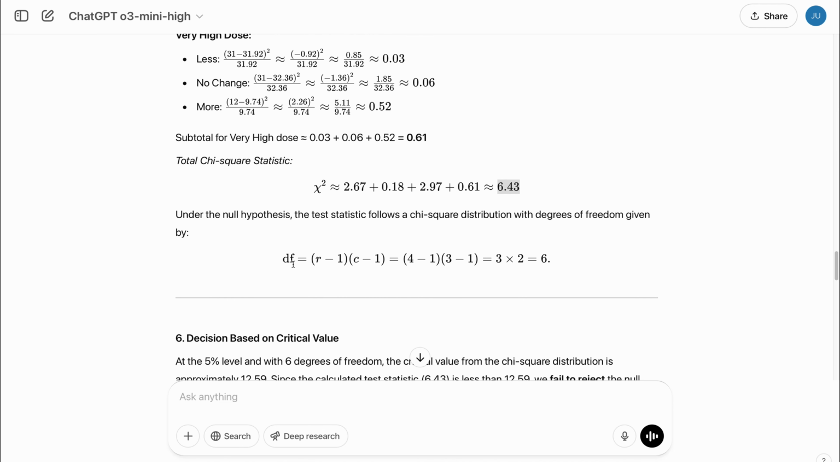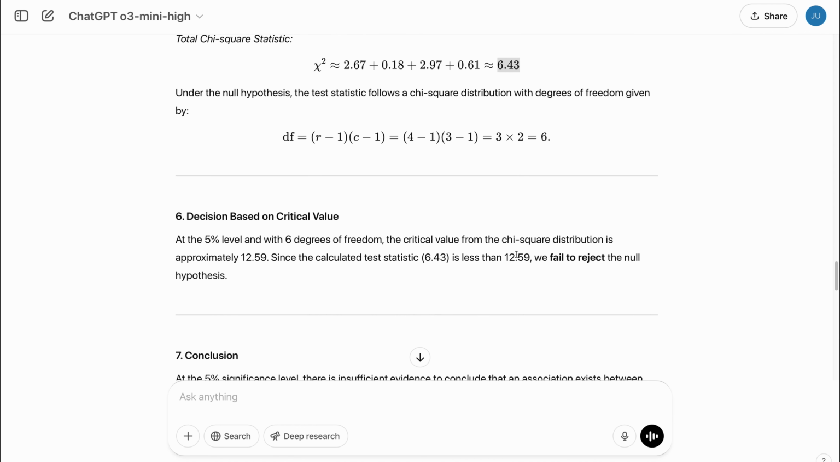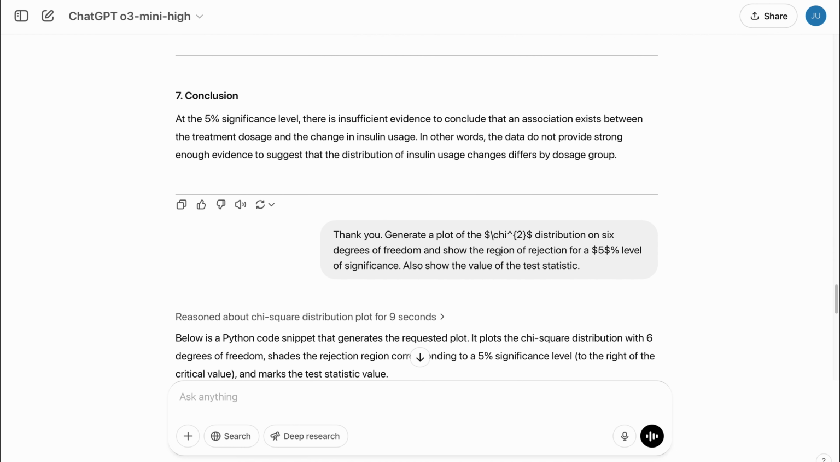For the degrees of freedom, it's the number of rows minus 1 times the number of columns minus 1. So 4 minus 1 times 3 minus 1, that's 3 times 2, which is 6. So that's cool. That gives us a critical value of 12.59. And clearly our test statistic 6.43 is not larger than 12.59. So we fail to reject the null hypothesis. You can read the conclusion there. I think that's pretty good.